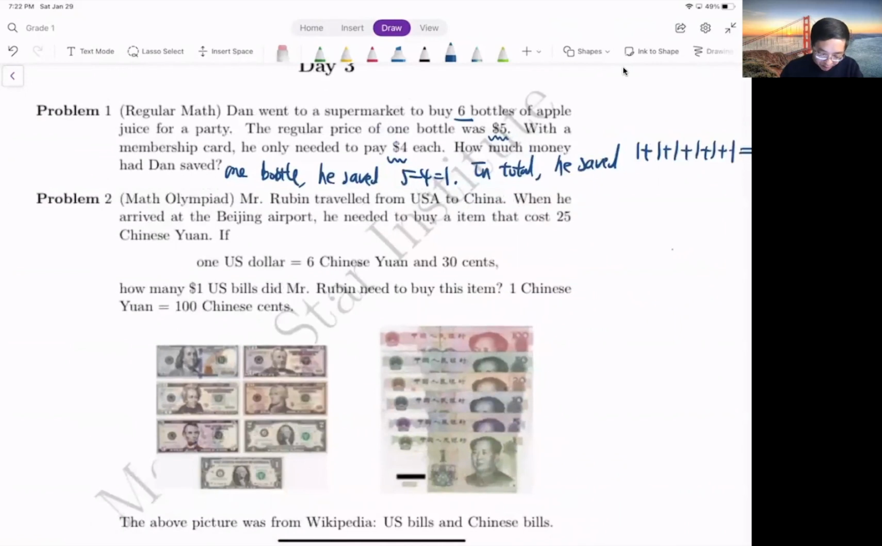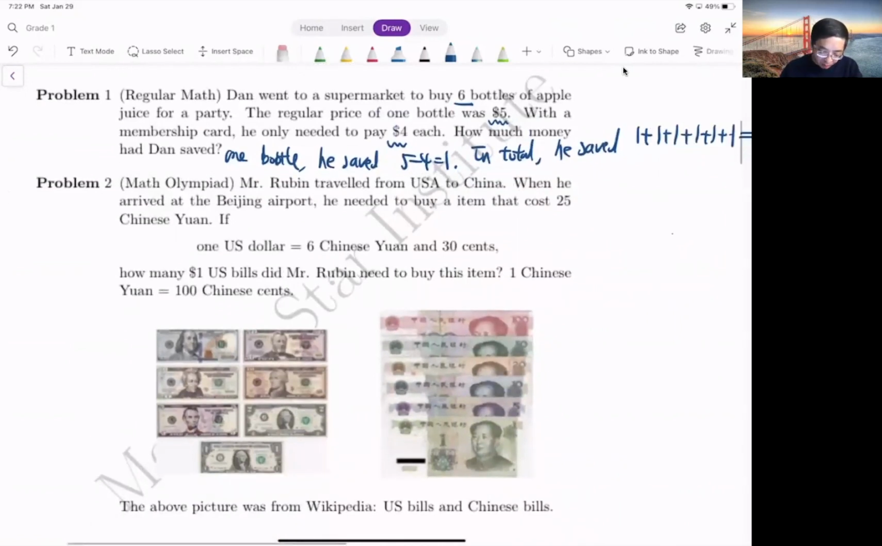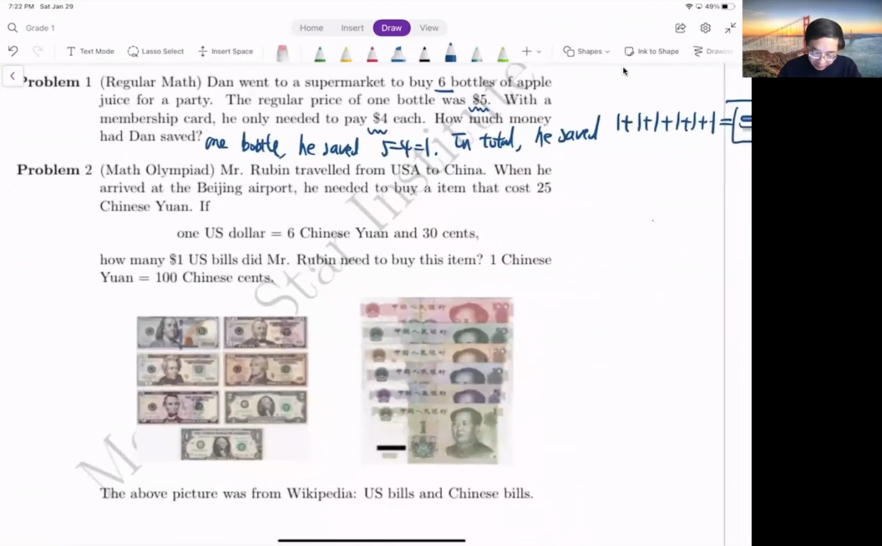Problem number 2. The problem says Mr. Lubin traveled from the United States to China. When he arrived at the Beijing airport, he needed to buy an item that cost 25 Chinese yuan, right? Because when you travel to a different country, you need to use their own currency. In China, it's called Chinese yuan, and the price for the item is 25 Chinese yuan. But you see, Mr. Lubin only had $1. That means he needs to use $1 to buy things priced in Chinese yuan.